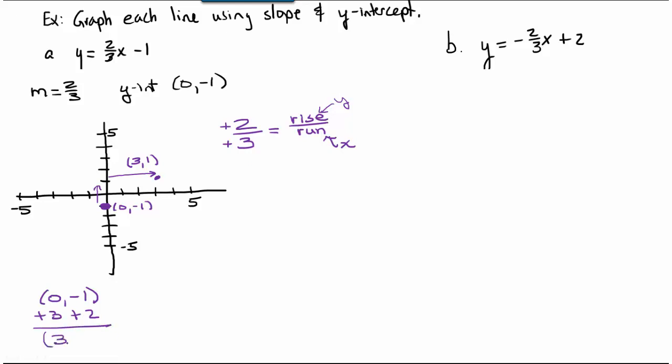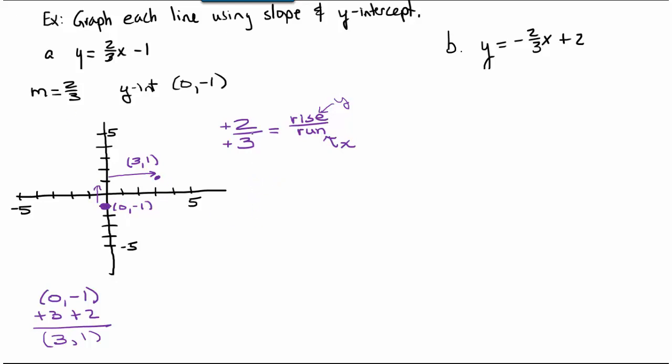So that gives you 0 plus 3 is 3, and -1 plus 2 is 1. And there's your second point, (3, 1). Now here's an interesting little fact. There's actually always going to be 2 points that you could get by moving from the starting point, the y-intercept, to the next point using the slope, depending on how you interpret the slope.